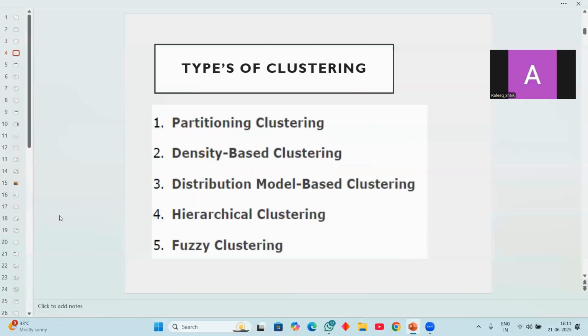And we have the types of clustering here. We have five types of clustering: partitioning clustering, density-based clustering, distribution model-based clustering, hierarchical clustering, and fuzzy clustering.